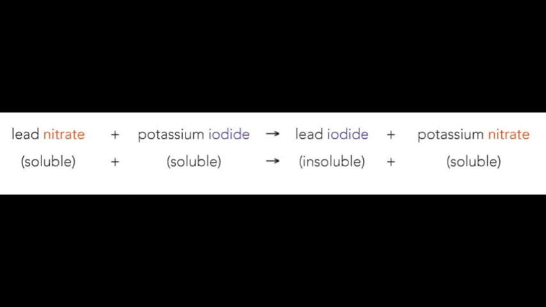All nitrates are soluble, so potassium nitrate does not form a precipitate. However, most lead salts are insoluble, so lead iodide forms a precipitate.